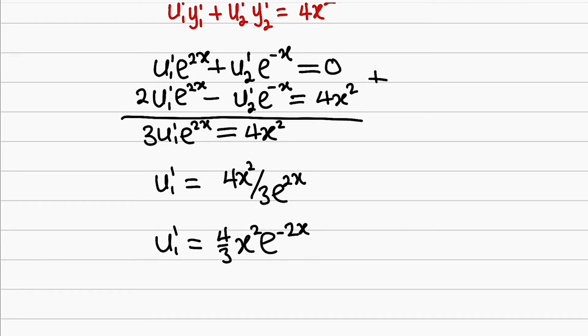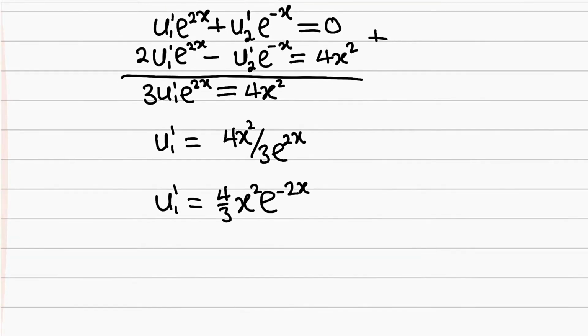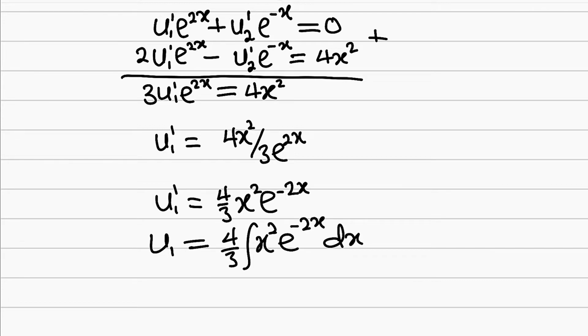All right, now to find only u1, we are going to integrate both sides with respect to x. So to the left, u1 equals 4/3 times the integral of x^2 e^(-2x) dx. Now we can integrate x^2 e^(-2x) using integration by parts. But I am not going to do that. I will just write the solution directly to save time. But if you want to learn integration by parts, you can check the link in the description below.